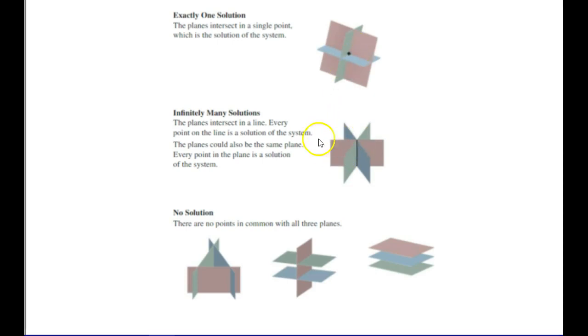It's possible for me to have infinitely many solutions. That's here, where you can see that these planes will continue to meet forever and ever in both directions, going up and down. They could also be the same plane. That would be another way to visualize this. There's another possibility that I have no solution. So in all 3 of these examples, there's no place where all 3 planes touch. So that's how we can visualize it.